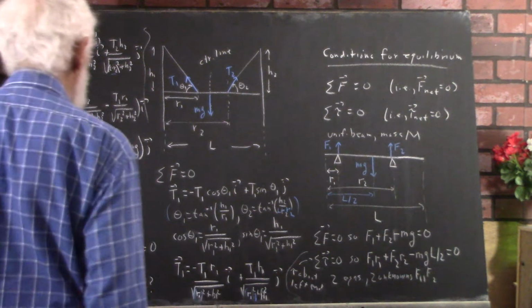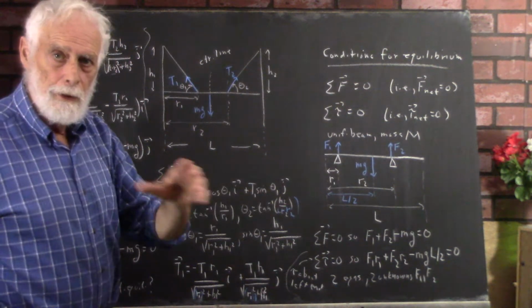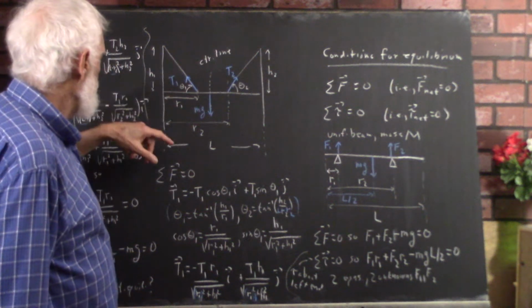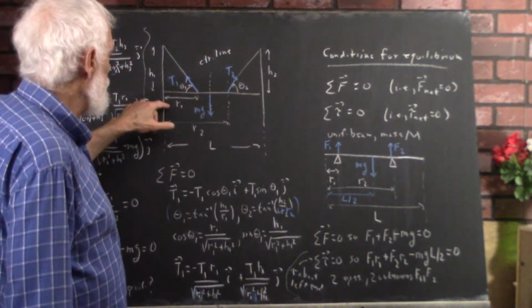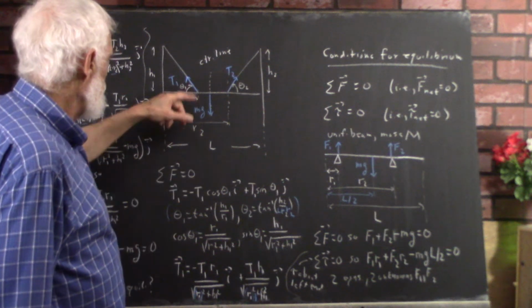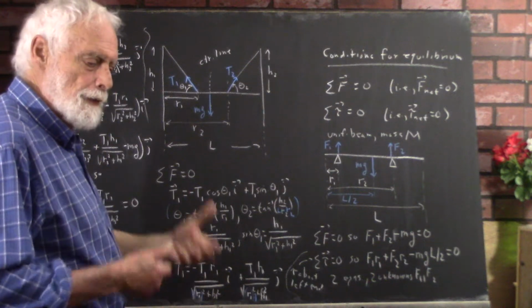Okay, so again, we have this system. Now, this is a continuation from before. And we have the parameters H1, H2, R1, R2, L. We want to know the tensions in these two cables, and we want to solve for the equilibrium.